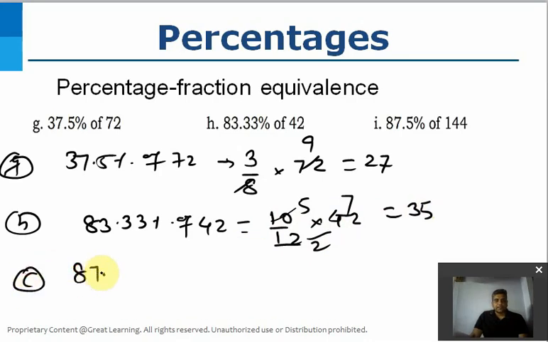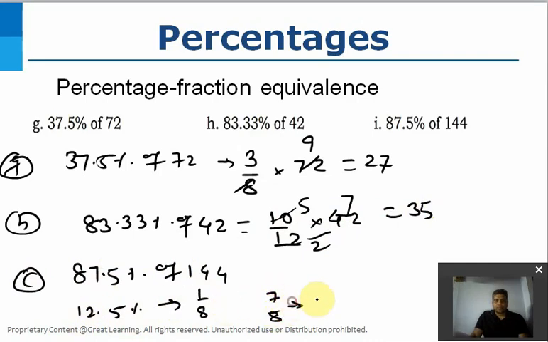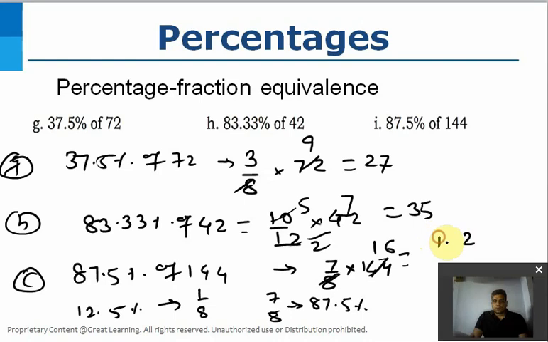Similarly, 87.5% of 144. I know 12.5% was nothing but 1 by 8. 87.5 is nothing but 12.5 into 7. So 7 by 8 will become 87.5%. And then 7 by 8 of 144 will give me 112. So 112 will be the answer here. This way we can find out percentage equivalent of others also.